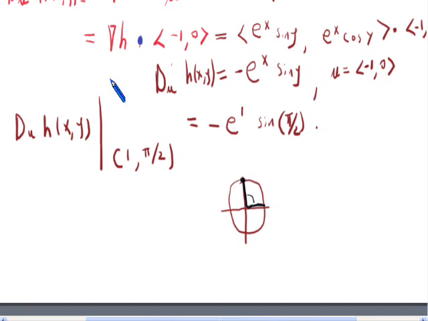So really, this thing is just going to be equal to negative e times sine of pi over 2, which is equal to 1. So it's just going to be equal to negative e. So this is your answer. Alright, so we are done.